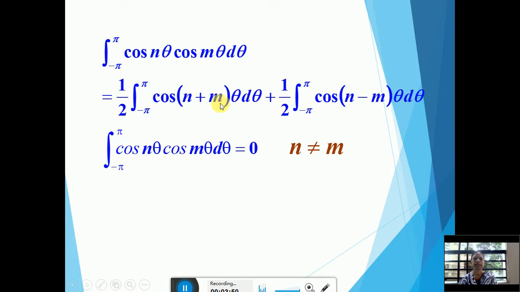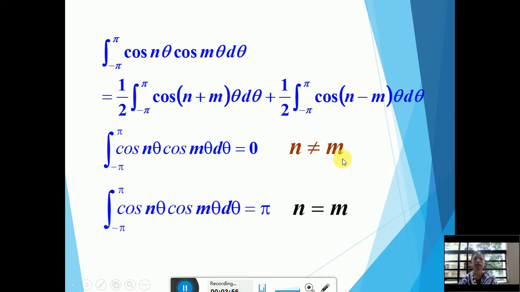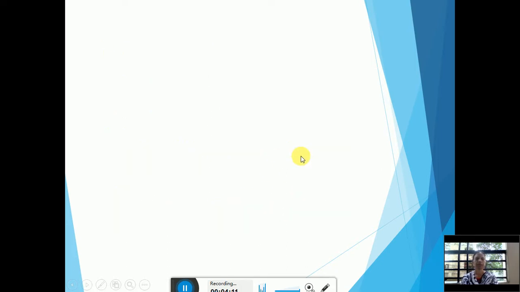When you do this, the result is equal to 0 when n is not equal to m. And when n is equal to m, it is equal to pi. That means if n is equal to m, it becomes cos square n theta. When it is cos square n theta, what happens? It is pi. If it is not equal, it becomes 0.